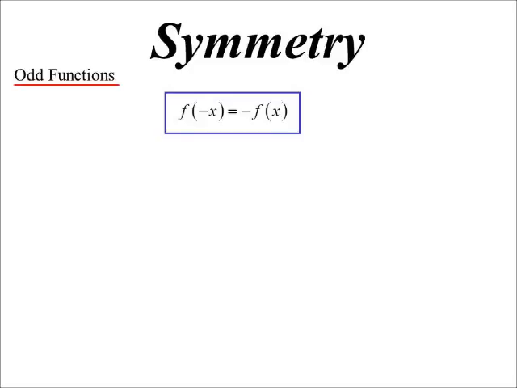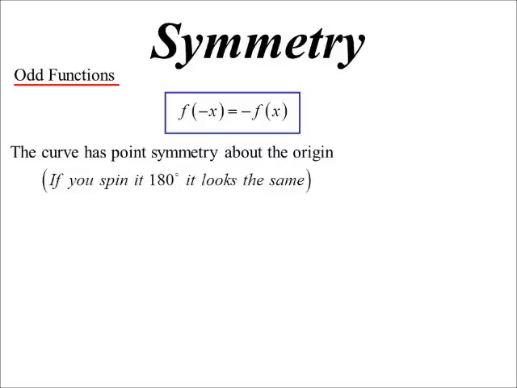Odd functions. Formal definition: function negative x is equal to negative function x. So if you have to prove something is odd, it's no good saying, oh, well, it looks like it is. You have to prove that function negative x is equal to negative function x. Visually, point symmetry, or rotational symmetry about the origin.